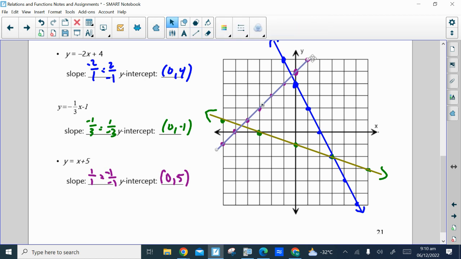This line has a positive slope. The slope is positive 1. And because of that, the line is rising as you go left to right. Okay?